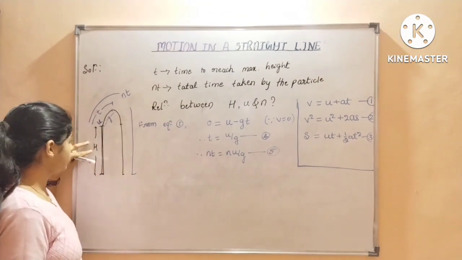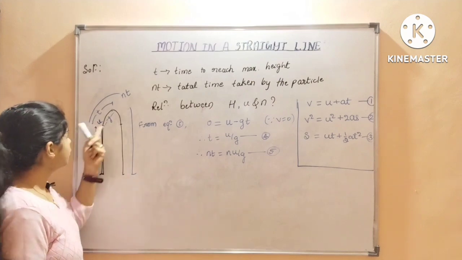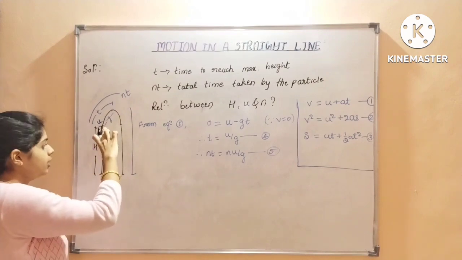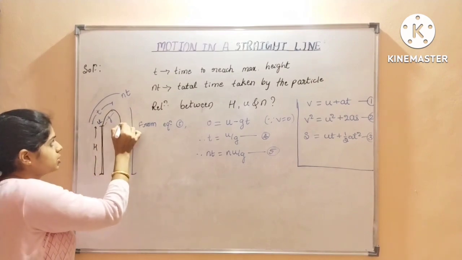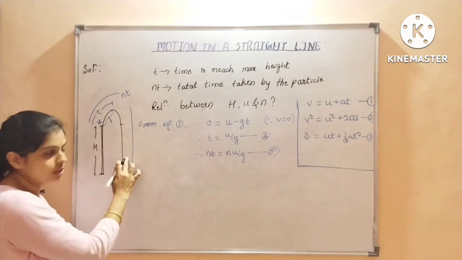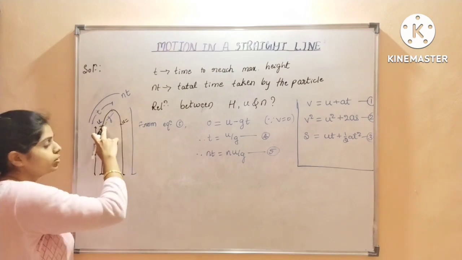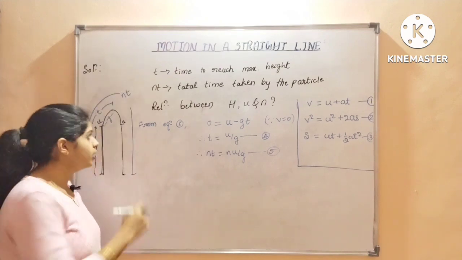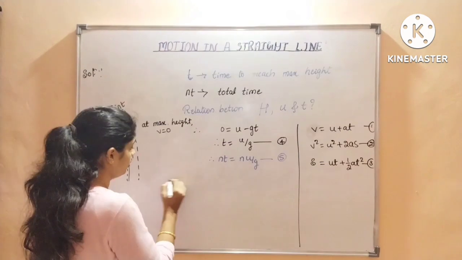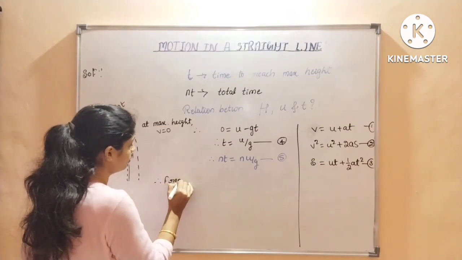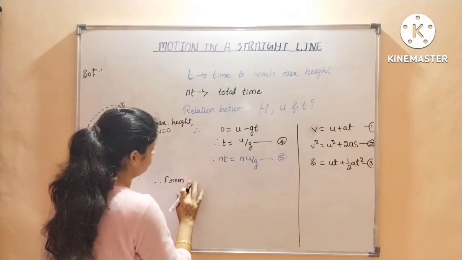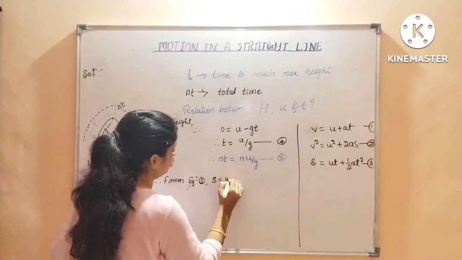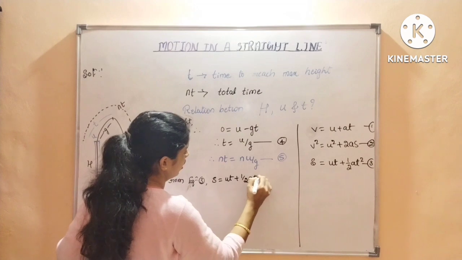Now we have to find the height of the tower, because the equations are given in terms of h, u and t. Now how to find the height of the tower? Height of the tower means distance. Let us consider this distance from this to this. This is the same as the height of the tower, and here the velocity will be equal to the velocity at this point. Velocity will be equal to u, but the particle is coming downward, so velocity is taken as negative. Therefore from equation number 3, what is equation number 3? s equal to ut plus half at square.